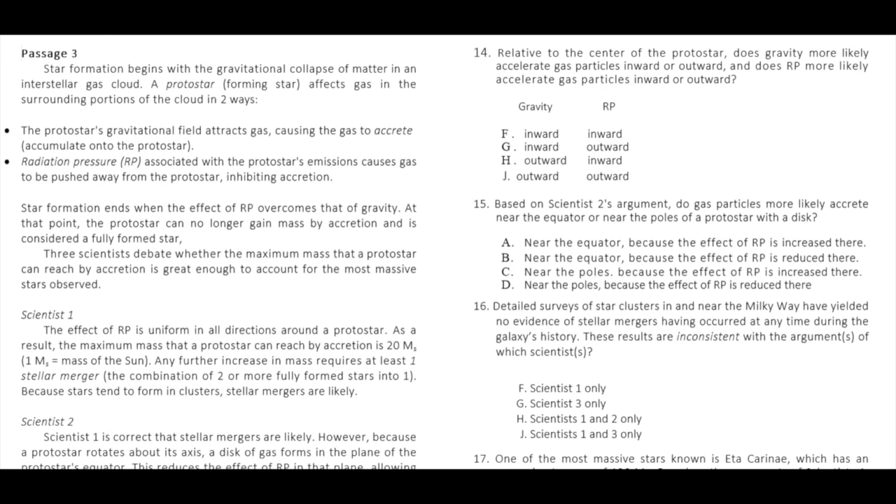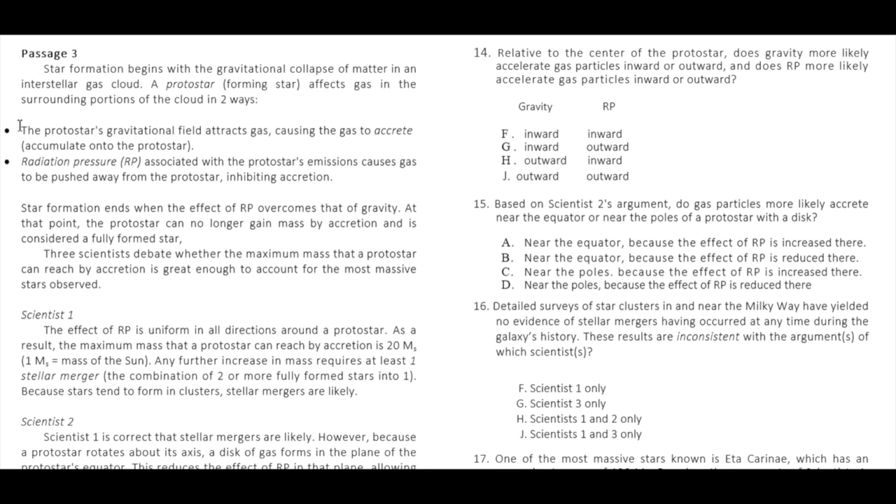The first question, question 14, says, relative to the center of the protostar, does gravity more likely accelerate gas particles inward or outward, and does RP more likely accelerate gas particles inward or outward? So we kind of have four options here. We have the effects of gravity and the effects of RP, and each one of those could go one of two ways, inward or outward. Let's go back to the passage and look at sections where we might find relevant words.